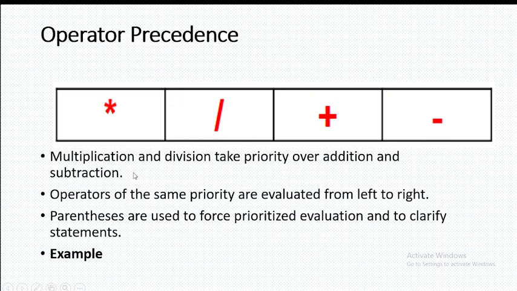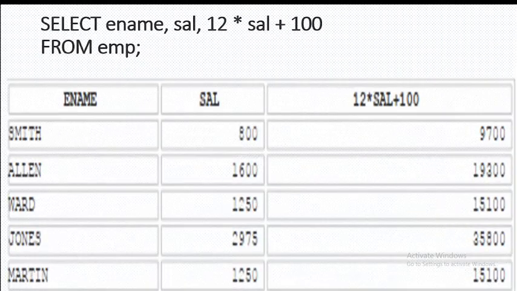So multiplication and division take priority over addition and subtraction. And operators of the same priority are evaluated from left to right. Parentheses are used to force prioritized evaluation and to clarify statements. Here we have examples.